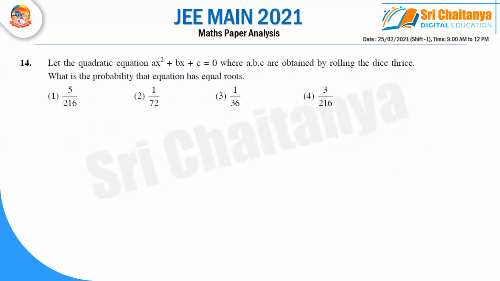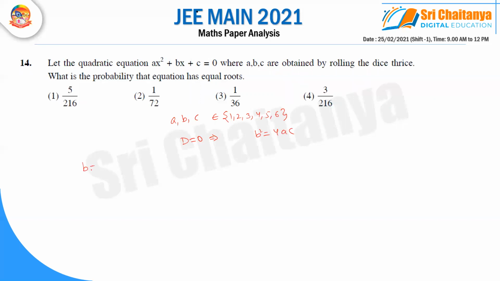Now next question, they are saying, okay, A comma B comma C are obtained by rolling the dice thrice. Whenever we are rolling, it means A comma B comma C can be from the set 1, 2, 3, 4, 5, 6. What is the probability that the equation has equal roots? Equal roots means discriminant equal to 0. That means B square equal to 4AC. Now RHS is even, so LHS should be even.